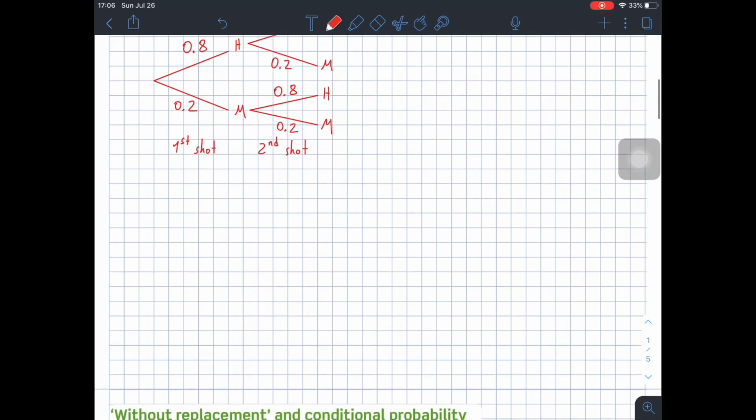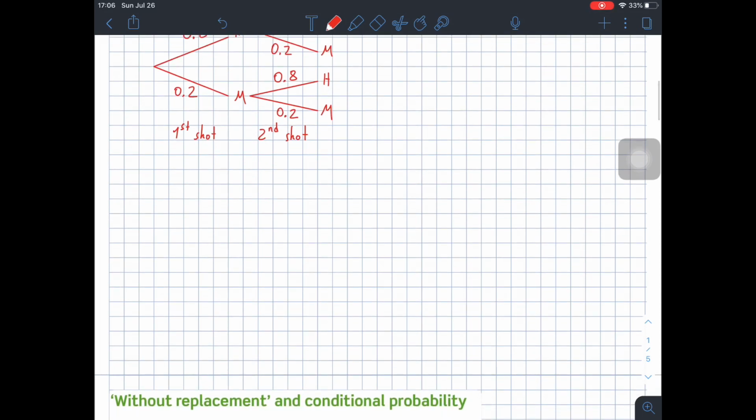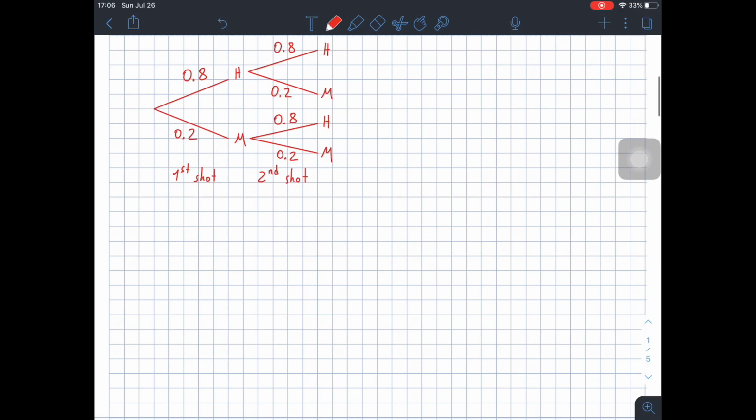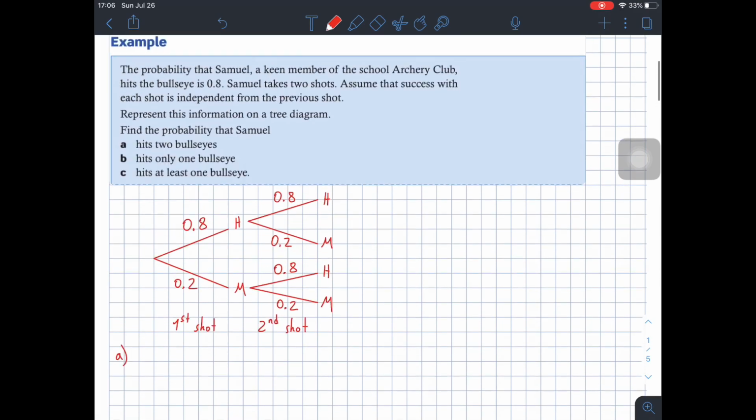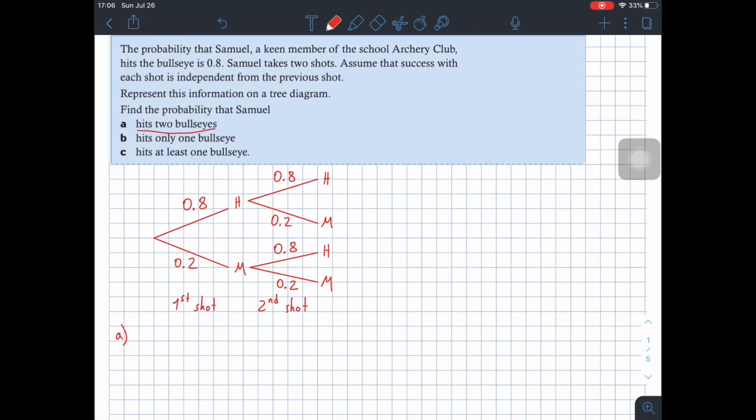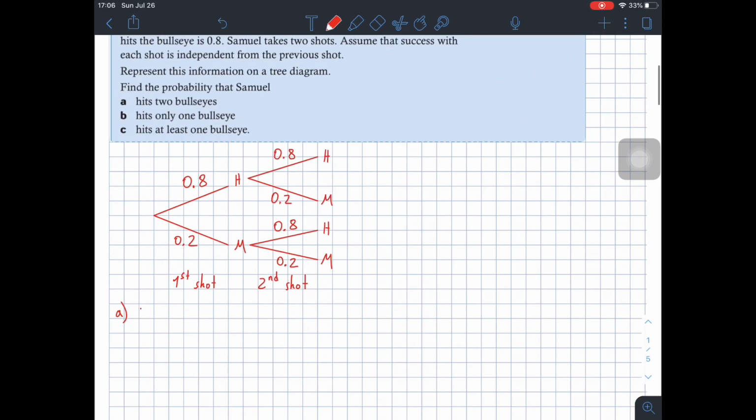Okay, so with this information, we can already solve the problem. This is our tree diagram. So we're going to go to the questions. Question A says, find the probability that he hits 2 bullseyes. That is, probability of hit and hit.